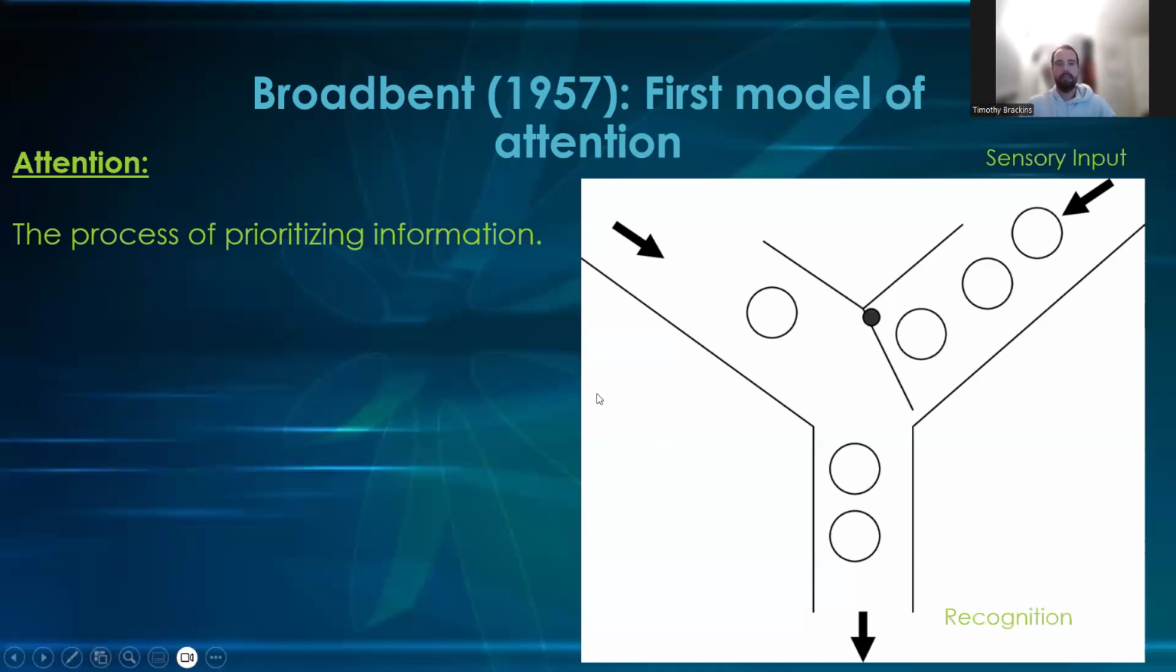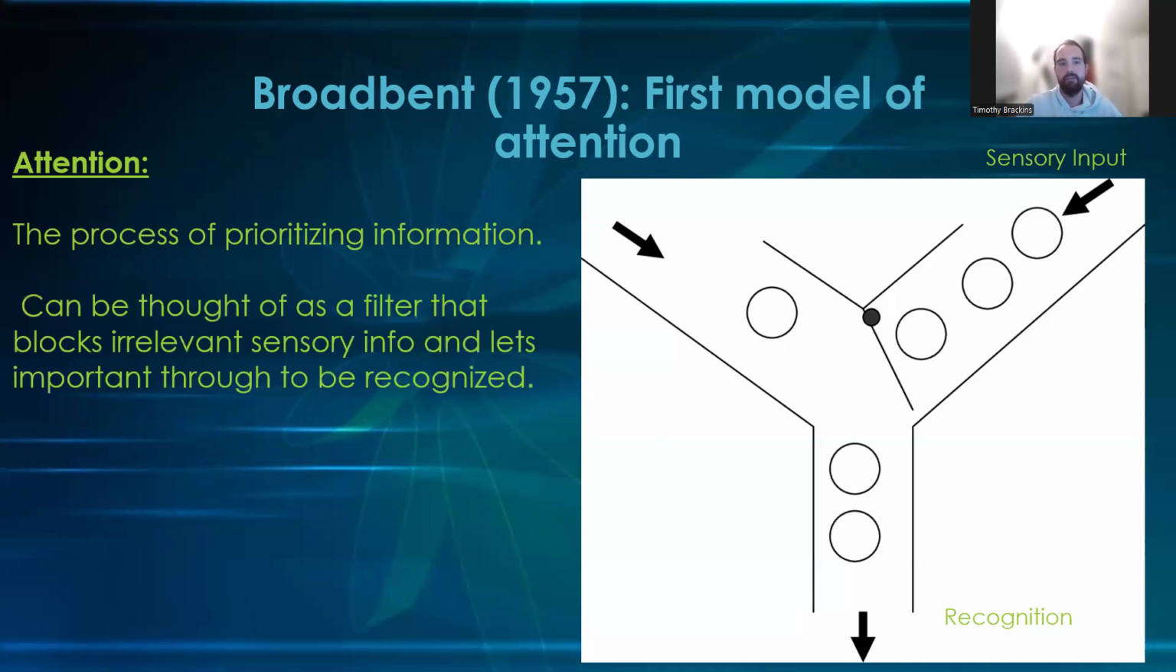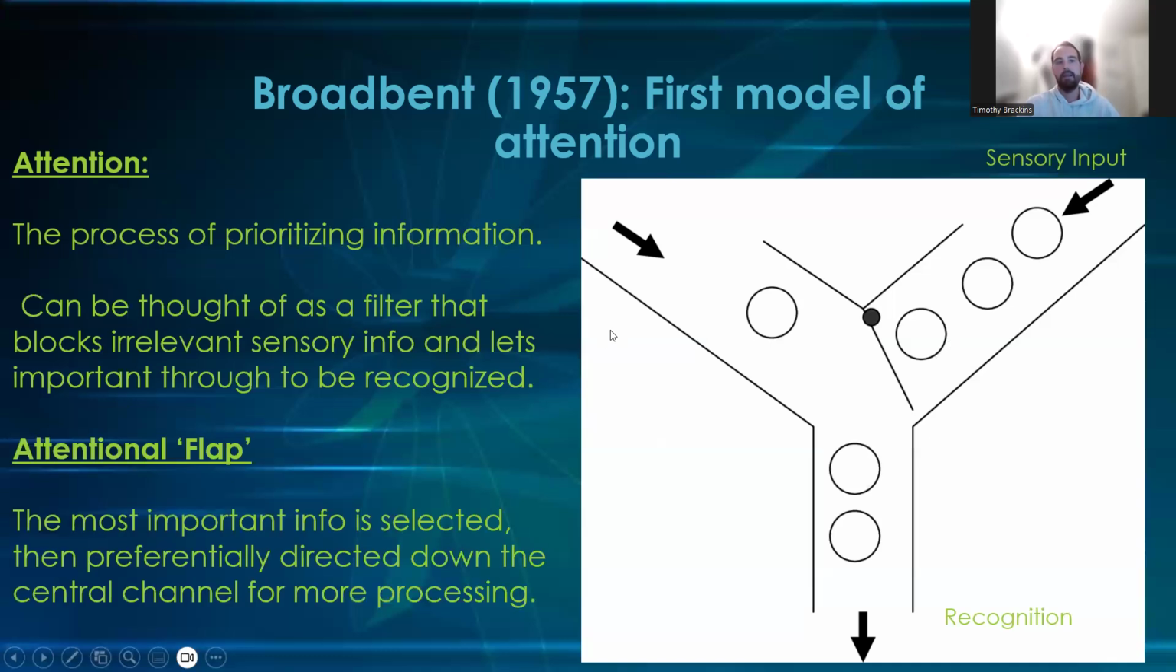So Broadbent would define attention as the process of prioritizing. That's how Broadbent would define it. He would say that attention is prioritizing information, and that attention behaves like a filter. And this filter is what is blocking out the irrelevant sensory information and letting the important information be recognized. This attentional filter allows important information to be selected and sent down the central channel, where it is processed for meaning.